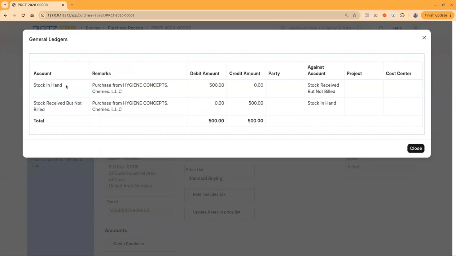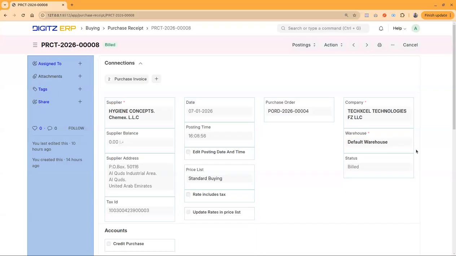In the purchase receipt, you can see that the stock is already reflected as a debit, and stock received but not billed is reflected as a credit. This will be reverted. This will be nullified in the purchase invoice. So this is how the account ledger posting looks for the purchase receipt.